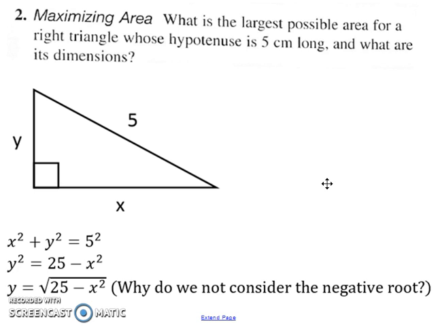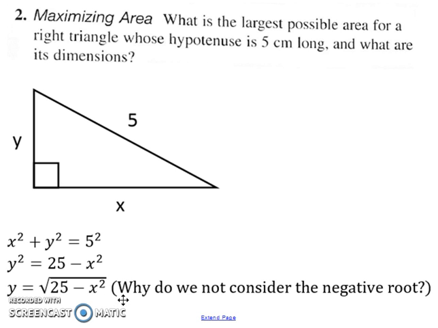Now, sometimes I get on you about, well, we need to consider the negative square root. Sometimes I don't. In this case, I'm not going to. I'm going to give you a second to see if you can guess why. Okay, the answer is because y is a physical dimension. You can't have a negative height of the triangle, so we're only going to consider the positive.